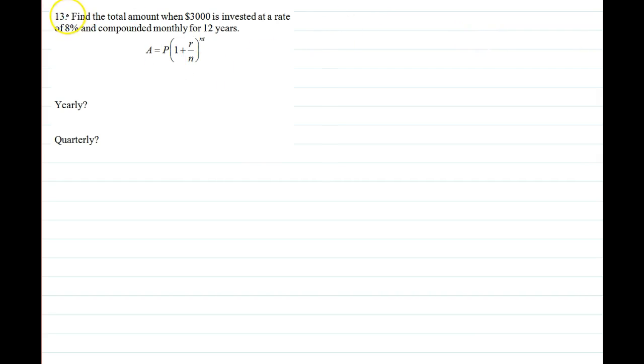All right, so for 13, it's actually 3 parts. We have find the total amount when 3,000 is invested at a rate of 8%, compounded monthly for 12 years. That's question A, and then it says yearly and then quarterly. So we're going to use our formula. A equals P times 1 plus R over N to the power of NT.